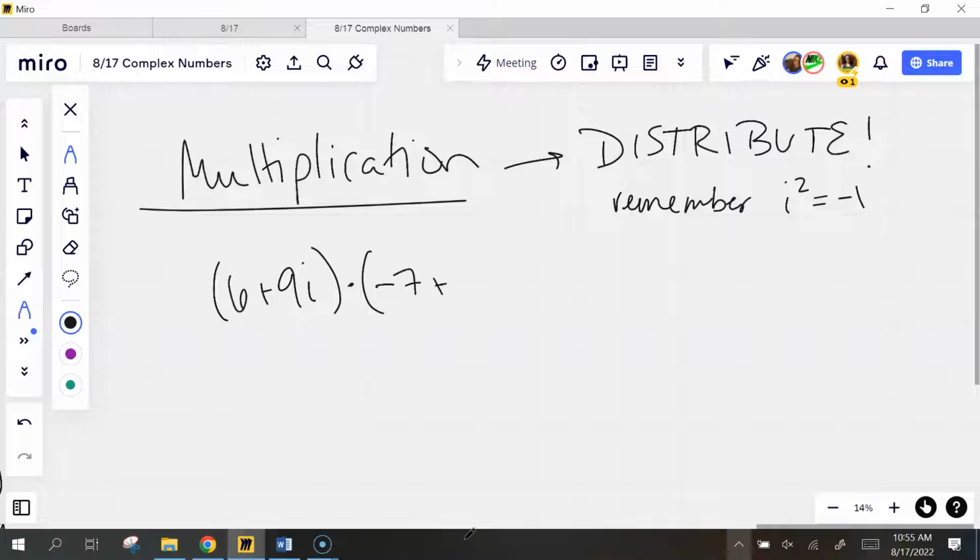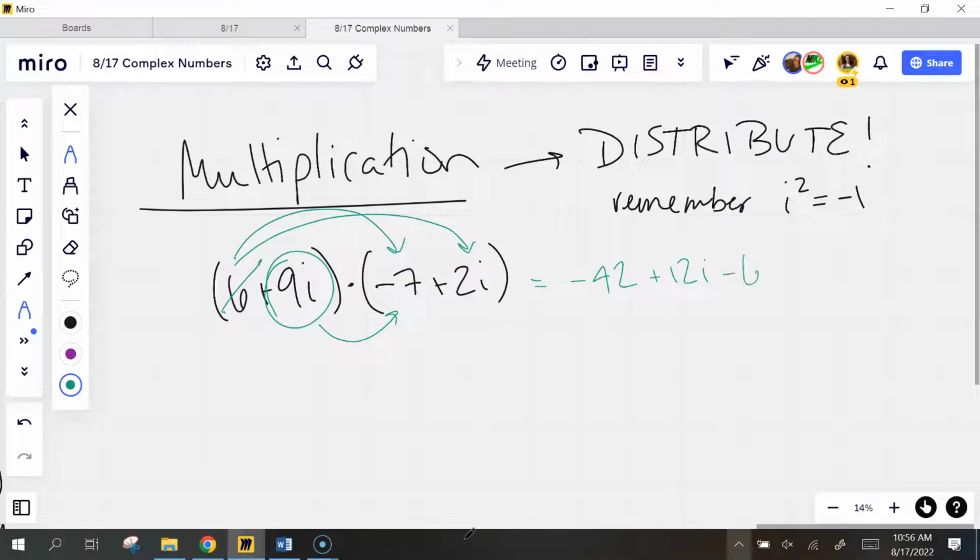All right, this is a FOIL type problem. I said distribute because I can do this with imaginary numbers. I can put an imaginary outside, whatever. But because this is two binomials, I'm really foiling. So 6 times -7 is -42. 6 times 2i. Now I'm done with that one. Now I'm going to distribute this one through. 9i times -7. And 9i times 2i. There you go.